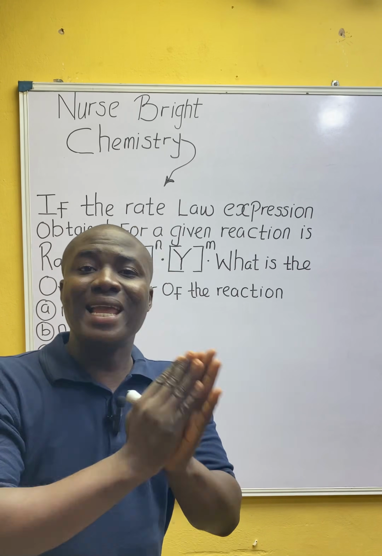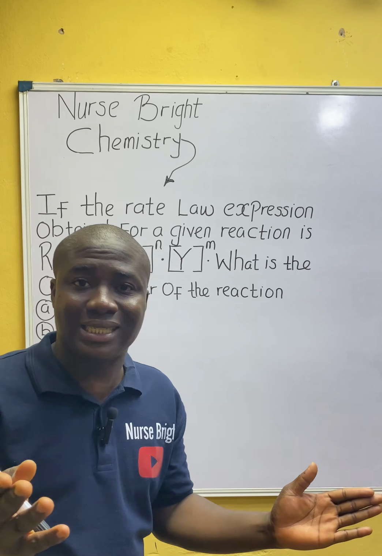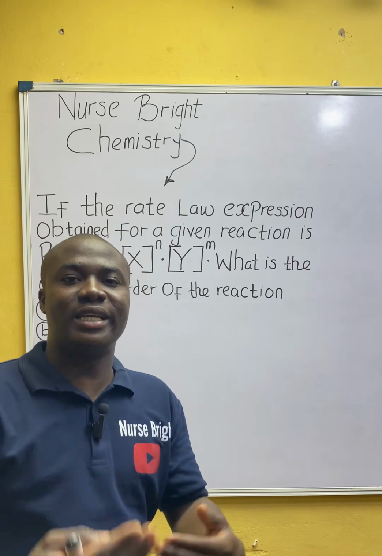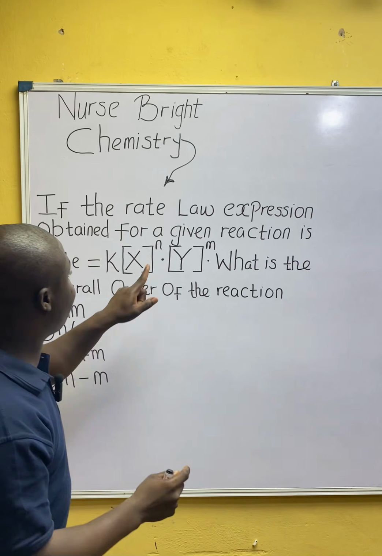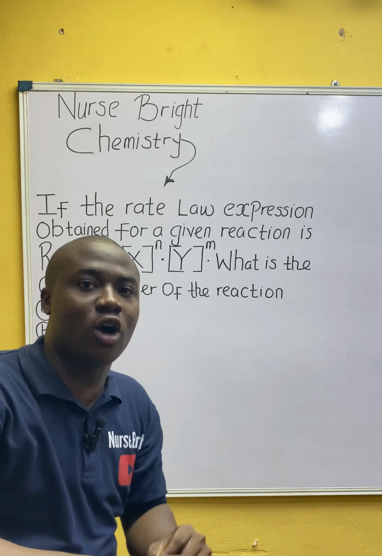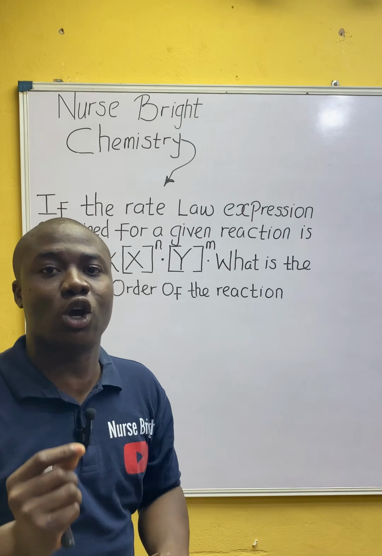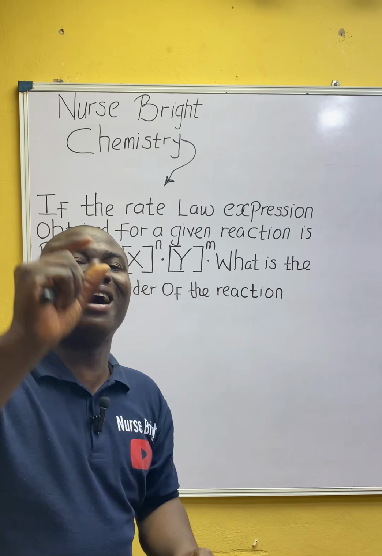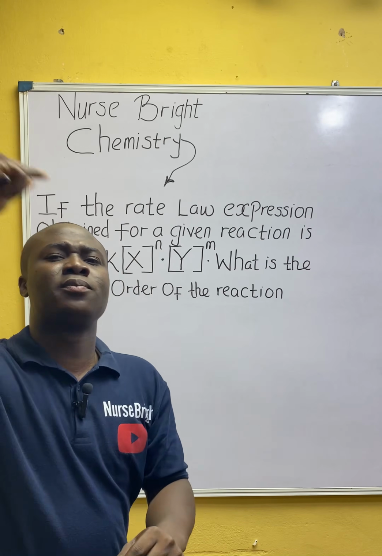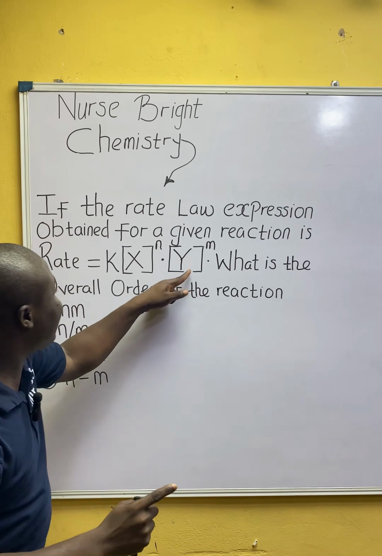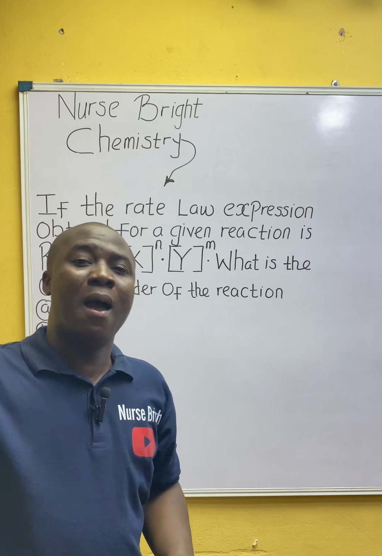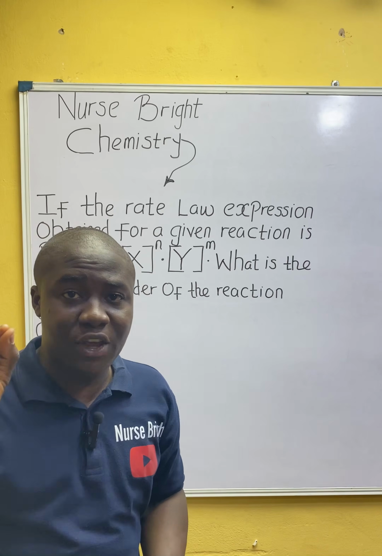This question is extremely easy. From the look of things, they are asking us to determine the overall order for this reaction. But in this question, we were not given the reaction, but rather the rate law expression for the reaction. And determining this rate law expression is extremely easy, but that will be for another video lesson.